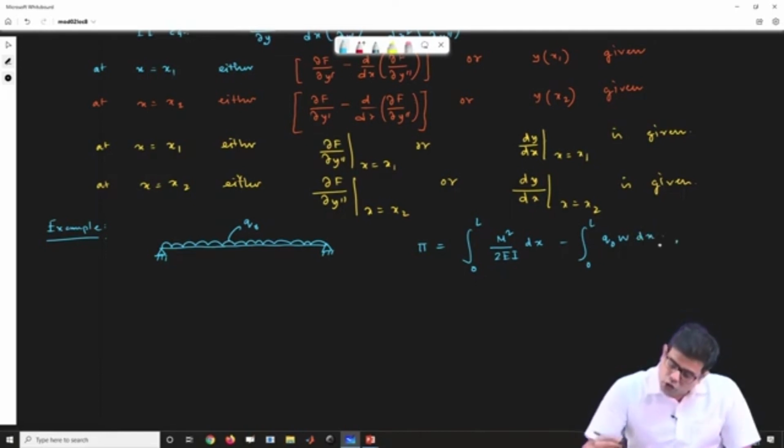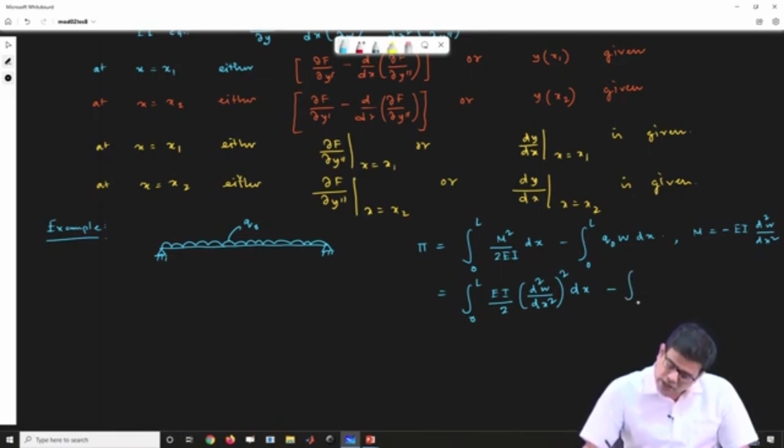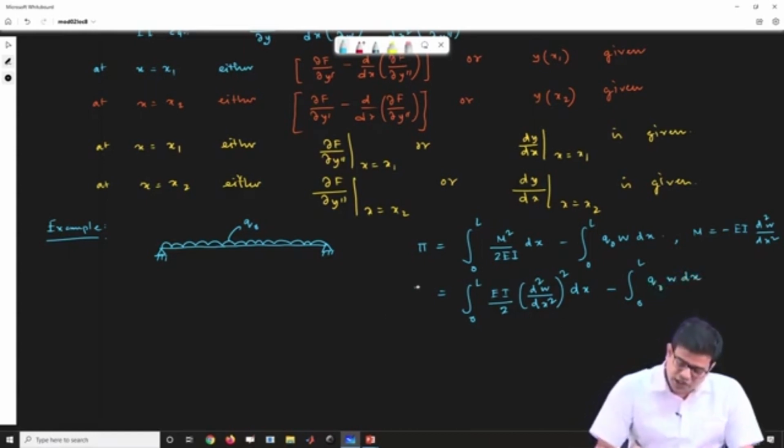Now, we all know the formula for M, that is EI d²W/dx², which is essentially the curvature. So, if I substitute that, we can write the potential energy as the integral from 0 to L of EI/2 (d²W/dx²)² dx minus the integral from 0 to L of q0 W dx. So, this is my potential energy functional.